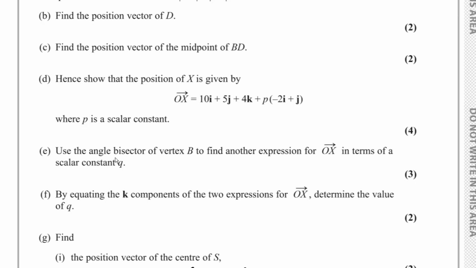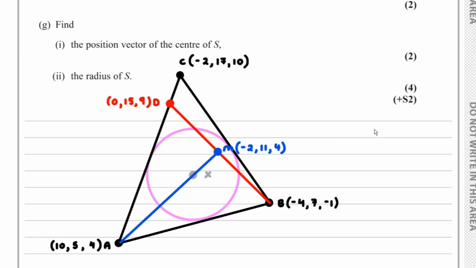Part E. Use the angle bisector of vertex B to find another expression for OX in terms of a scalar constant Q. What we know is AB equals BC, which is 15. So the bisector at B will be the midpoint of AC, similar to what we did with this triangle ABD. We would have to find the midpoint of AC, call that point N, and the bisector will join B, X and N together.